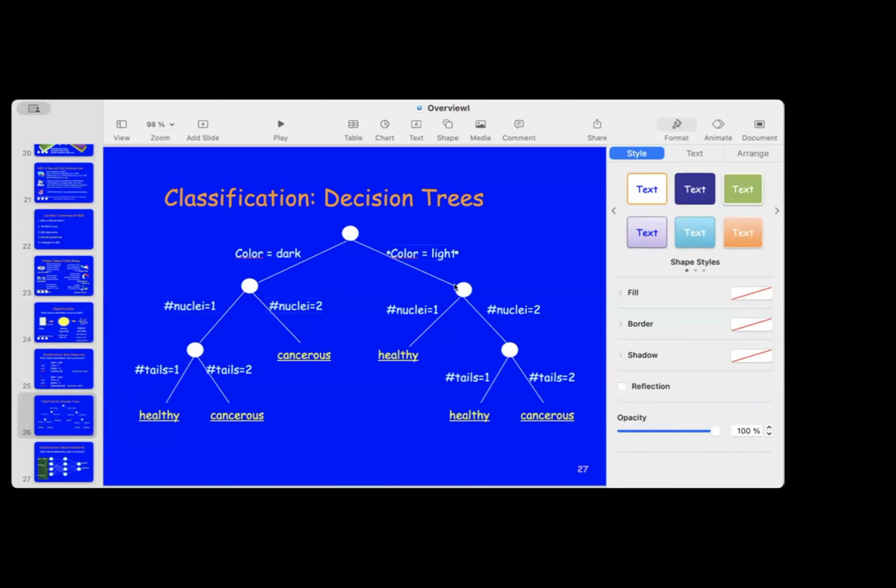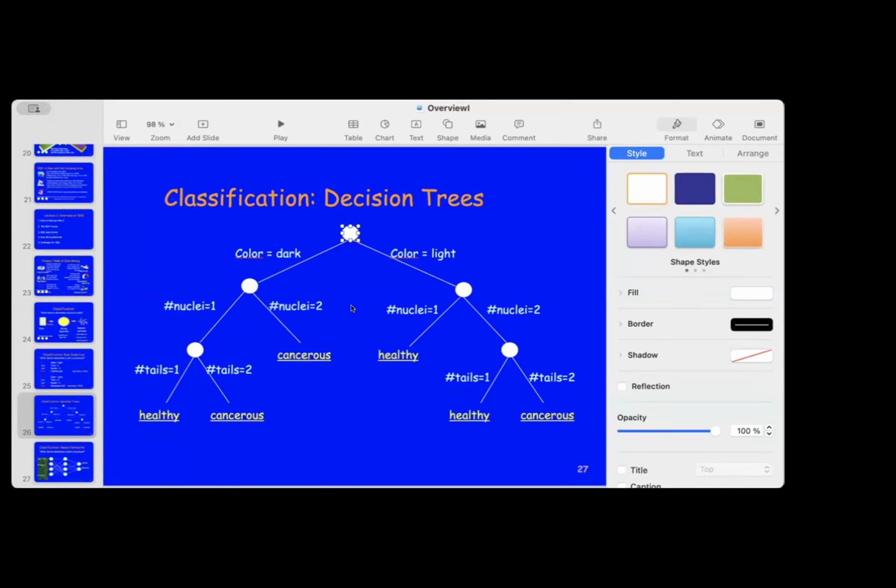Okay. The light subtree, same situation. Nuclei 1 on the left, nuclei 2 on the right. We are choosing the nuclei here. We could have chosen the tails instead of the nuclei, but we chose the nuclei. Same situation at the root. We have chosen the color to split the tree. We could have chosen the nuclei. We could have chosen the tails. So how are we going to make this choice? That is the question, and that's the whole philosophy of the decision tree model.